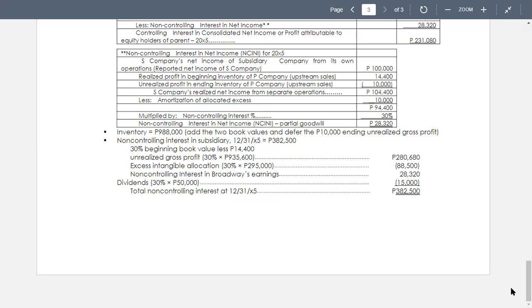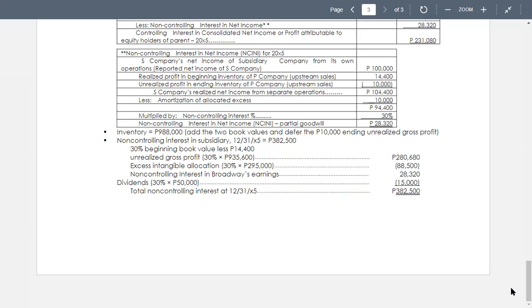Okay, so we have now numbers 12 and 13. Then we go to 14 up to 16.